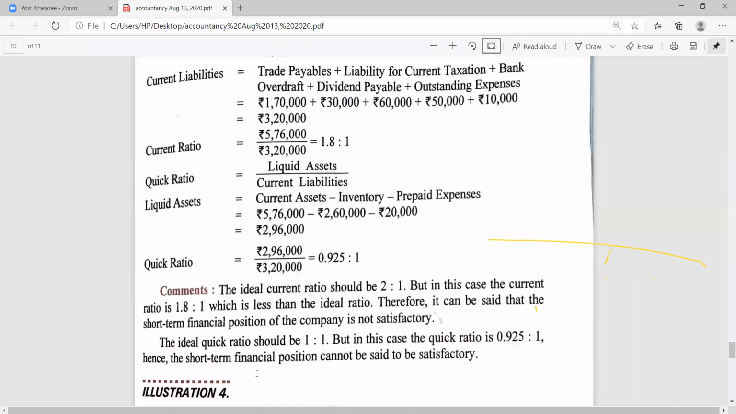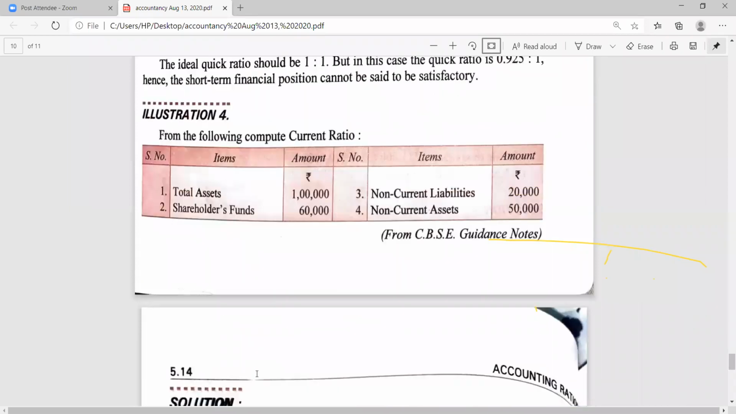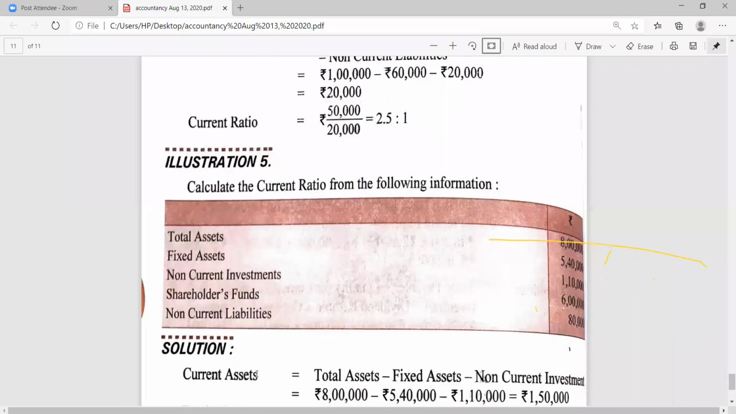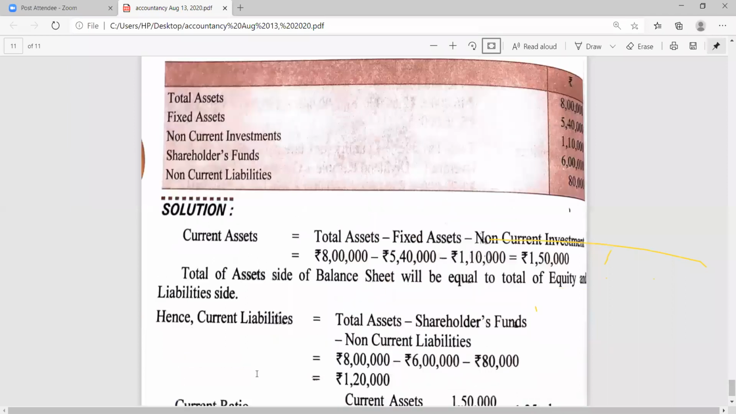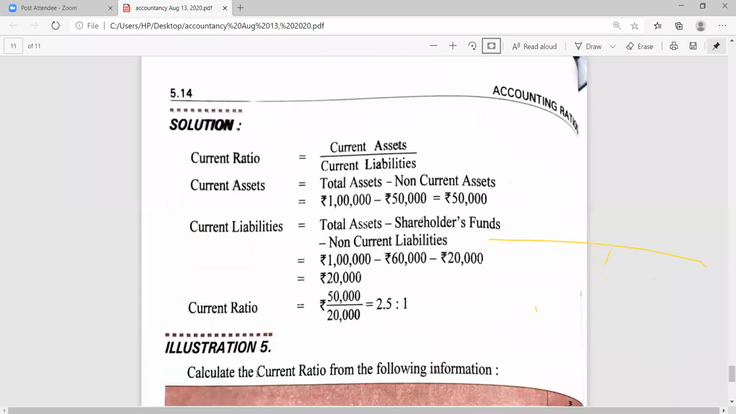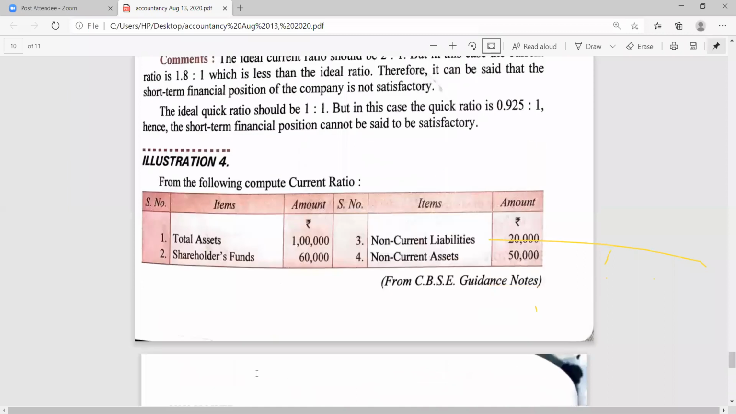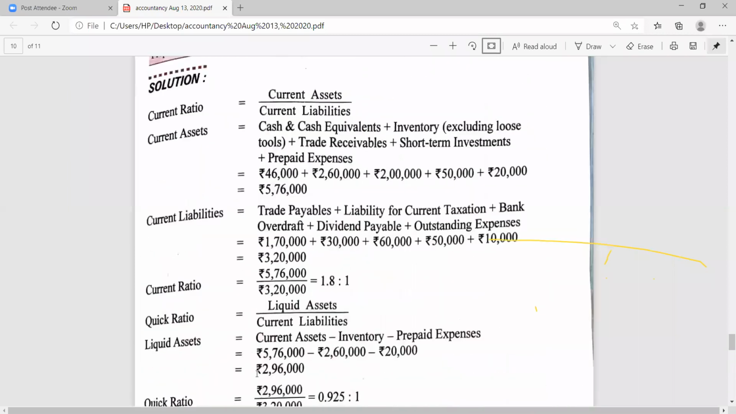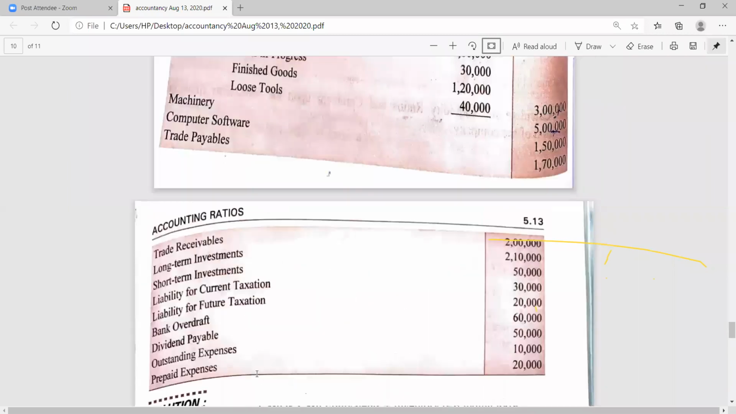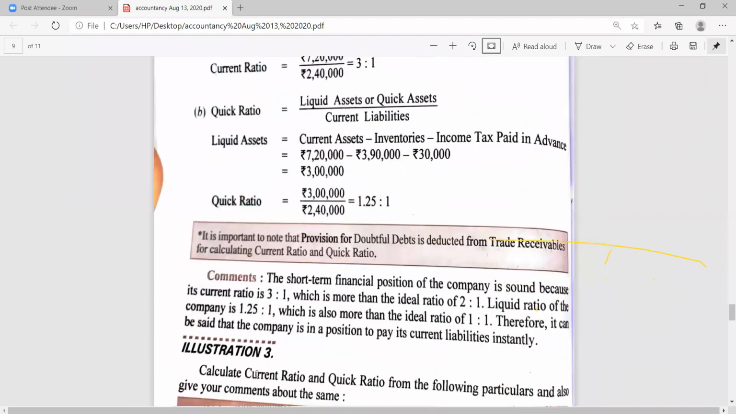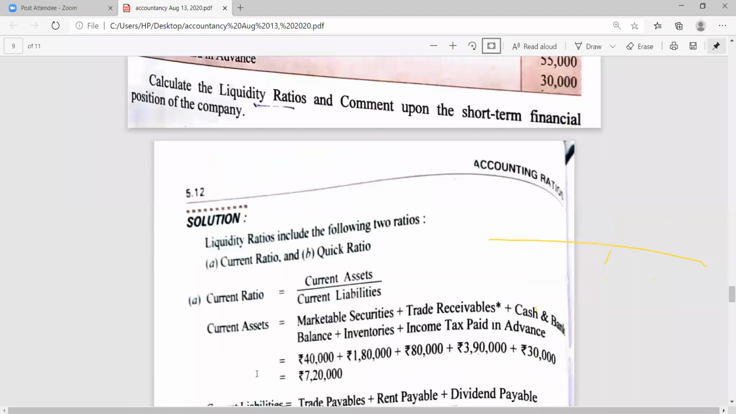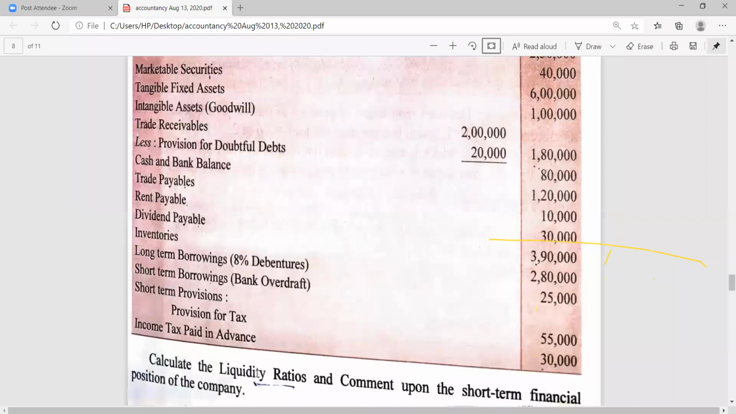I'm scrolling the screen. These types of items are given to you, and you have to identify the value of the current assets and current liabilities out of it by putting up the formula that we have discussed. If you have any query, please feel free to ask anytime. Do your examples up to 5 and practicals related to that, and then we will go for the further.